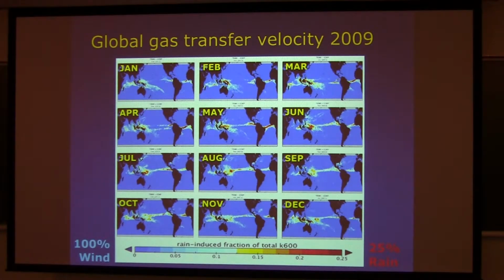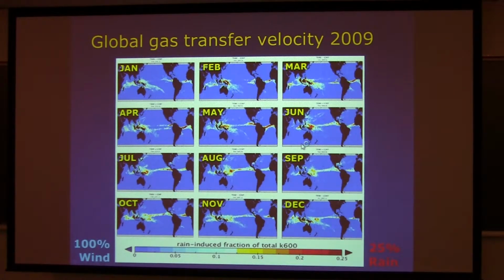So where does this mean in the big picture? Going back to the satellite data products, this time for 2009, here blue indicates a delta of 0, red equals a delta of 0.25, so rain is contributing 25% of the gas exchange. And we find that in the equatorial regions, especially in the summer months of June, July, and August, rain can be significantly enhancing the gas exchange rate. So in the equatorial regions, rain probably shouldn't be neglected when computing the local gas exchange rates.